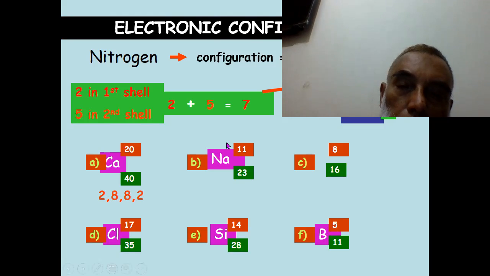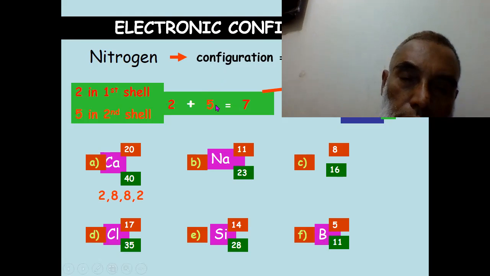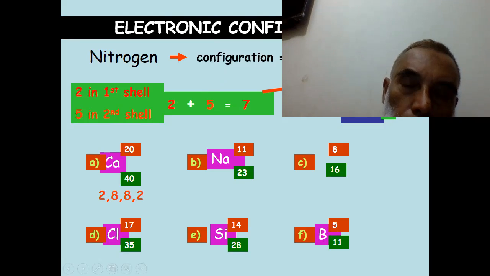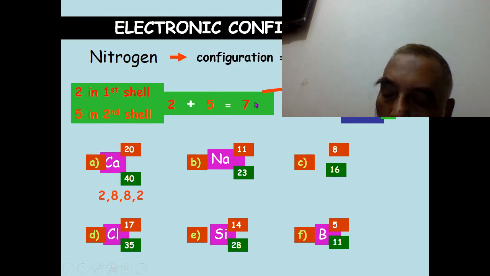In the case of nitrogen, whose atomic number is 7, in the first shell there are 2 electrons in the 1s level and 5 electrons in the 2s and 2p levels. In the 2s level there are 2 electrons and in the 2p level there are the remaining 3 electrons. So 2 plus 3 is 5, plus 2 is 7 electrons. Total 7.